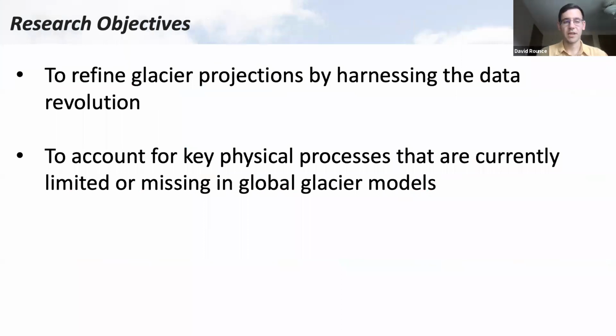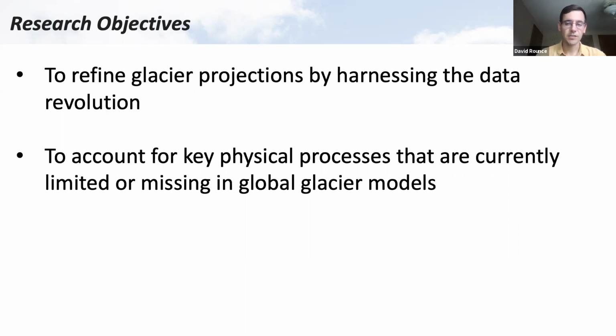So what I'm going to talk about today are two things. One is really seeking to refine glacier projections by harnessing the data revolution. There's really been a lot of remarkable work by various groups producing large-scale systematic data sets. What I'm going to focus on today are systematic data sets of glacier mass balance, but they're really revolutionizing how we can calibrate our glacier evolution models.